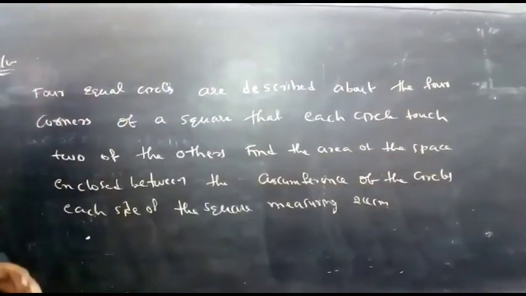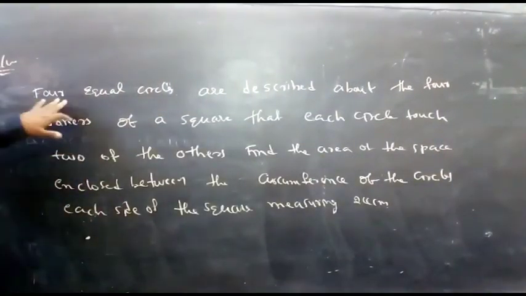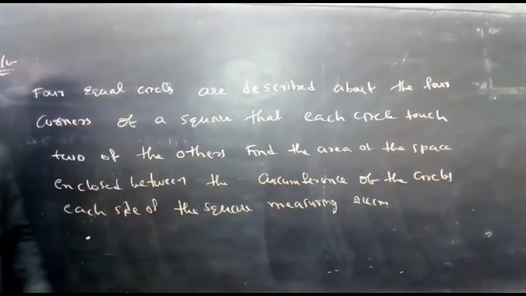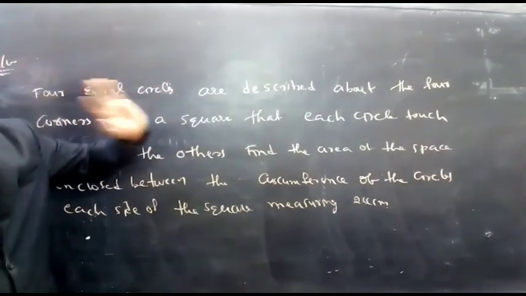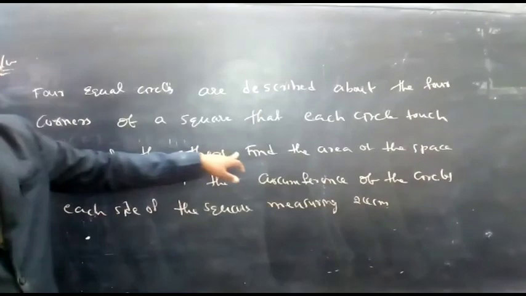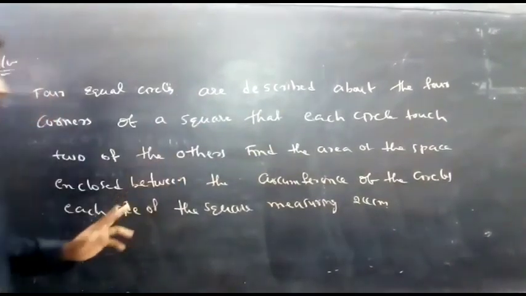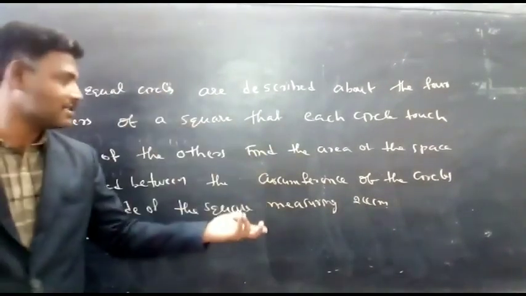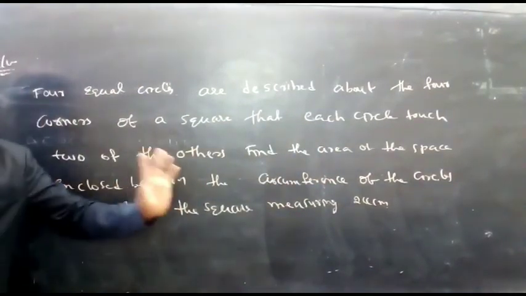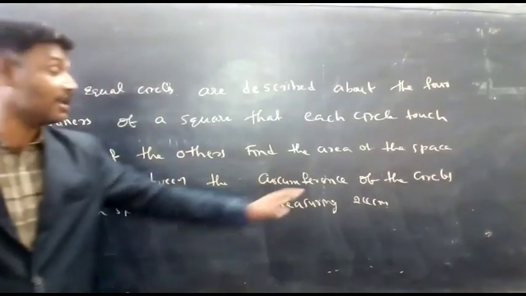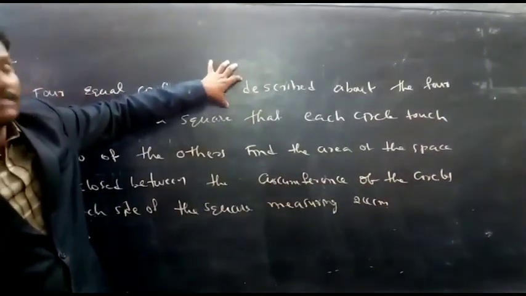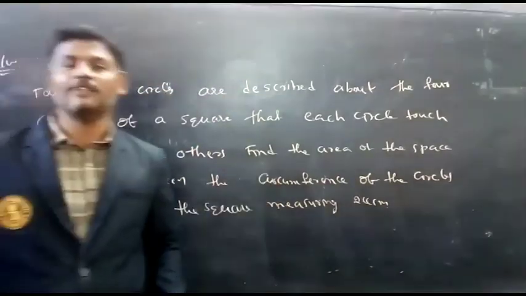So class students, today's homework: 4 equal circles are described about the 4 corners of a square such that each circle touches 2 other circles. Find the area of the space between the 4 circles. Each side of the square, what is the side of the square here? 24 centimeters. So by reading this question, take one diagram. Then after that, find the area of the shaded part.